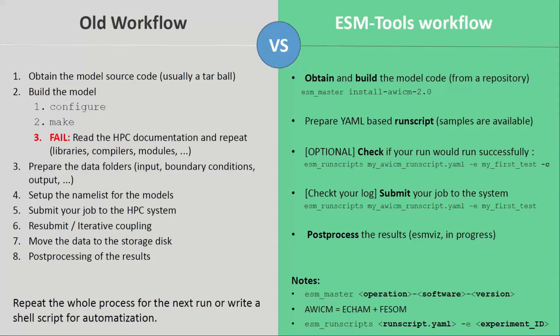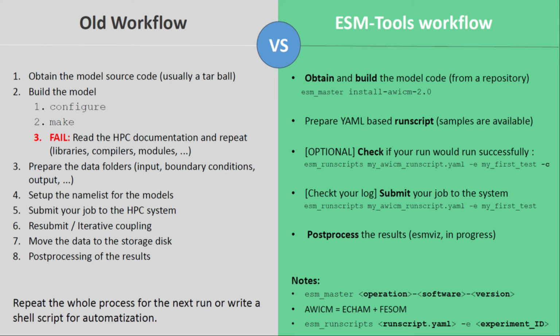But it's still only the beginning. You need to prepare a lot of data folders like inputs and outputs and boundary conditions. You have to provide your namelist, your run scripts. Then you submit your job to the HPC system. And probably if you do coupled runs, you may need to resubmit them for iterative coupling. Then when the runs finish, you have to move them back to the storage disk. Then you post-process the results.